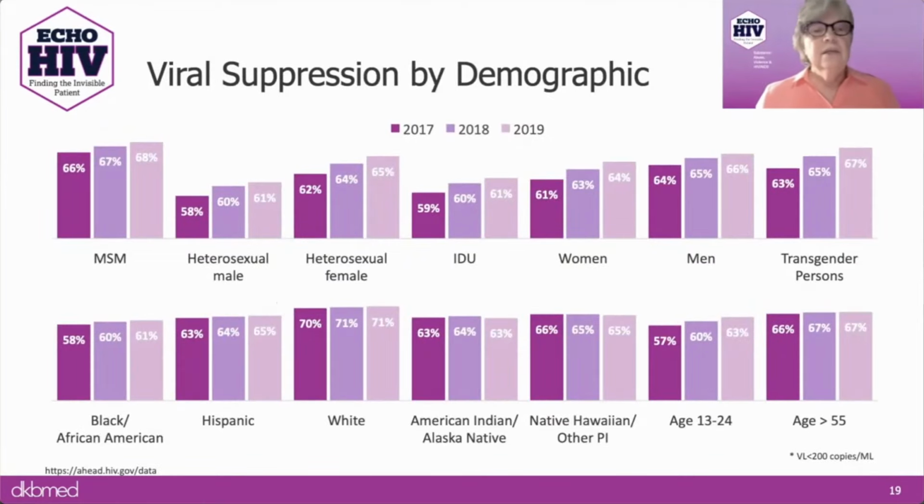This is national data, again, looking from 2017 to 2019 at different demographic categories and viral suppression. And you can see, as we mentioned before, that women in the most recent statistics have viral suppression rates of 64%. And you can see that the rate among racial and ethnic minorities is lower than among white women, and it's lower among younger individuals than older individuals.